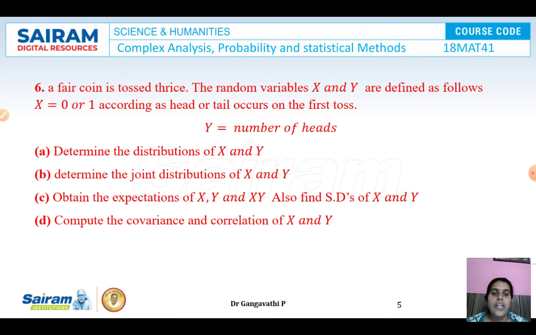We need to determine the joint distribution of x and y, obtain the expectation of x, expectation of y and expectation of xy, and also find the standard deviation of x and y. And D is to compute the covariance and correlation of x and y. So in detail, the question has been asked, and we need to work out all of these. If you observe, this is slightly different from all the 5 problems which we have solved earlier. So let us see how it can be solved in a better way. Let us see how exactly we can go ahead and get the solution for this problem.